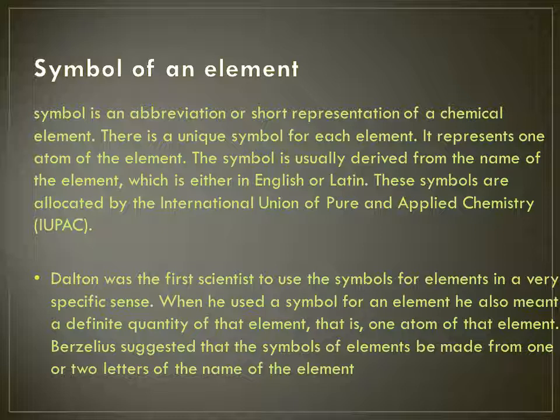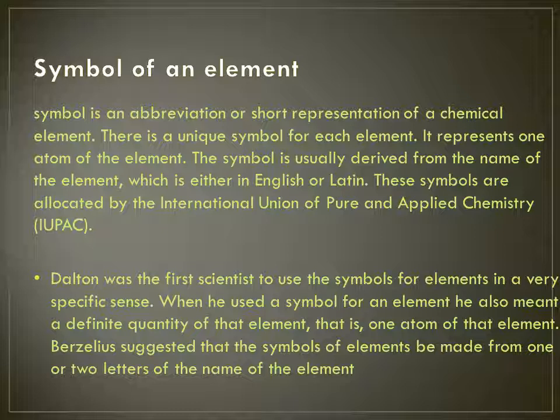Symbol of an element. A symbol is an abbreviation or short representation of a chemical element. There is a unique symbol for each element. It represents one atom of the element. The symbol is usually derived from the name of the element, which is either in English or Latin. These symbols are allocated by the International Union of Pure and Applied Chemistry, IUPAC.